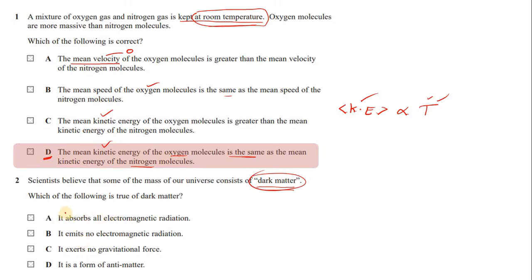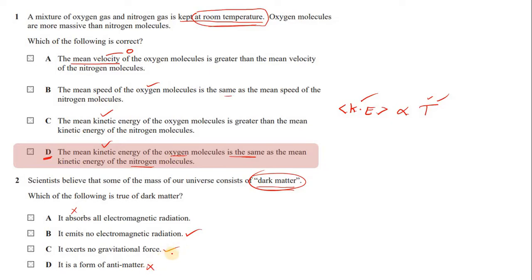Dark matter is something that does not interact, or basically neither absorbs nor emits electromagnetic radiation. So it absorbs? No, it does not absorb. It emits no electromagnetic radiation. This is the correct option. It exerts no gravitational force. No, it does apply gravitational force. That's why we know that something exists. That's why we give the name dark matter. Dark matter applies gravitational force, and we have a calculation. It is a form of antimatter. No, there's no relation of dark matter to antimatter. Antimatter is an entirely different thing.